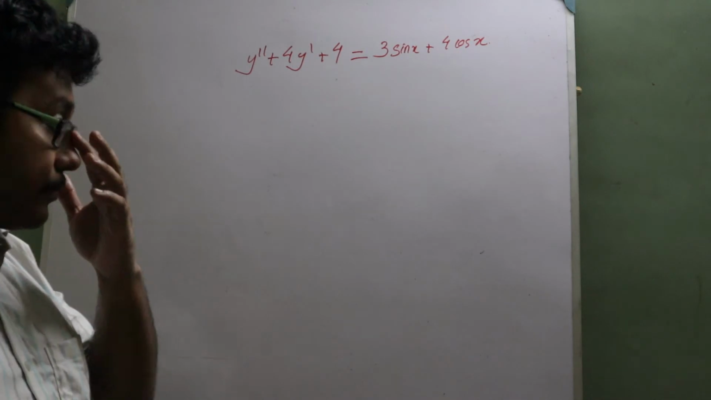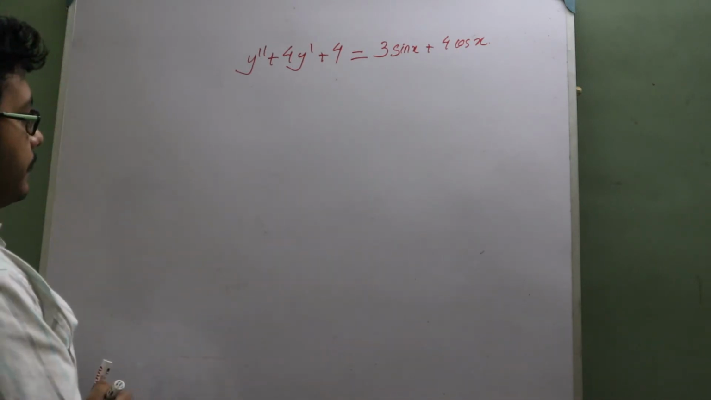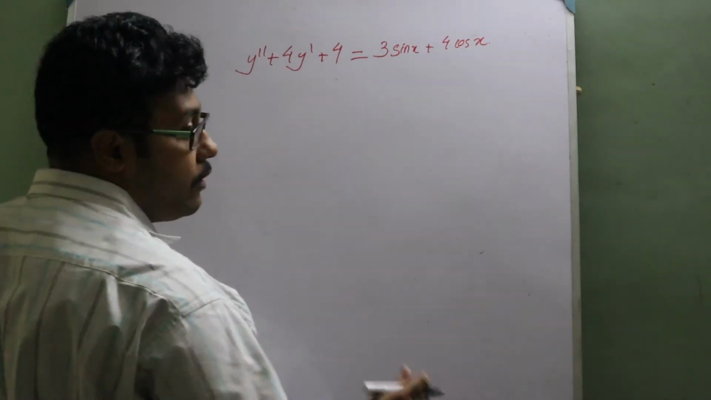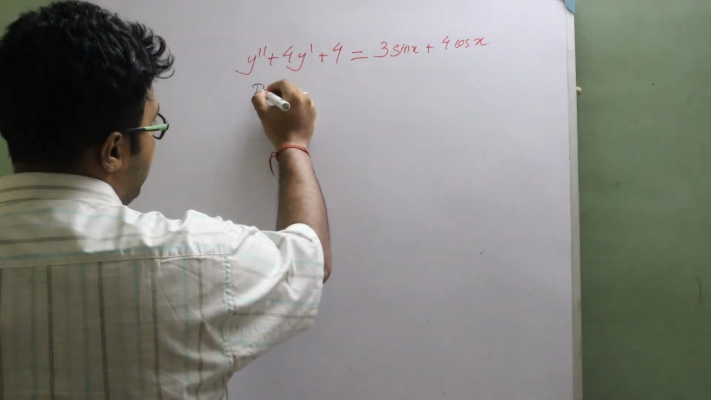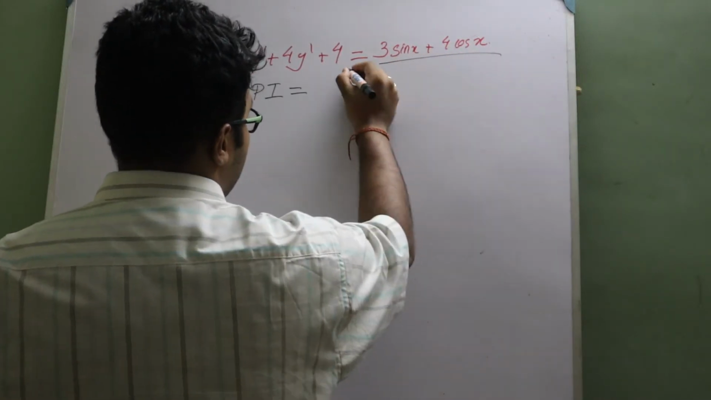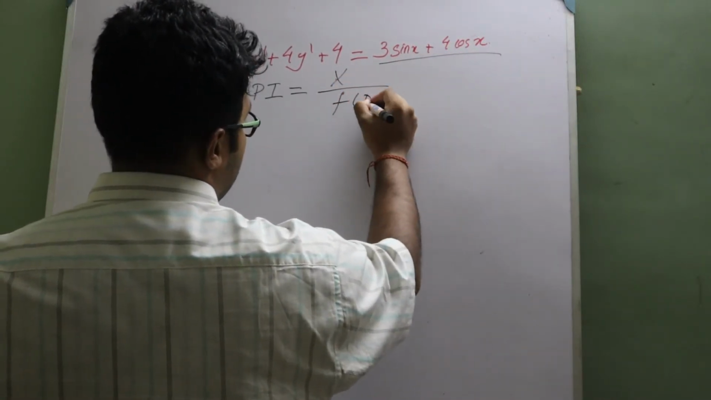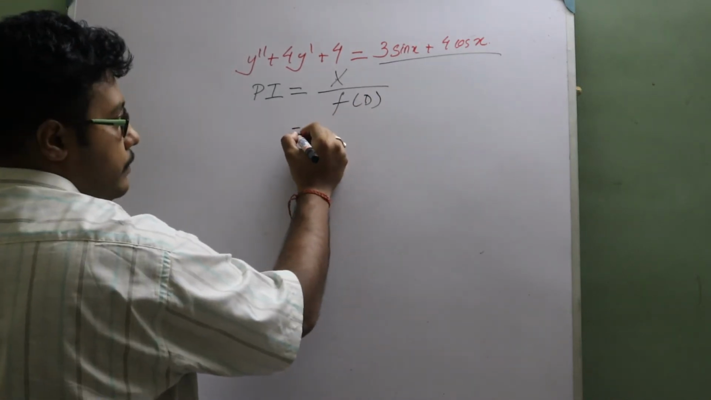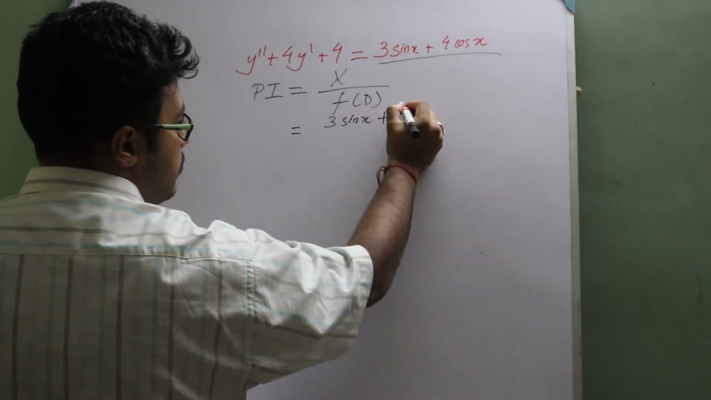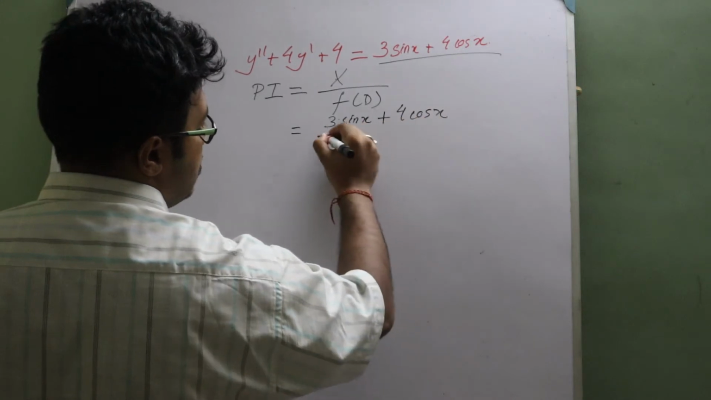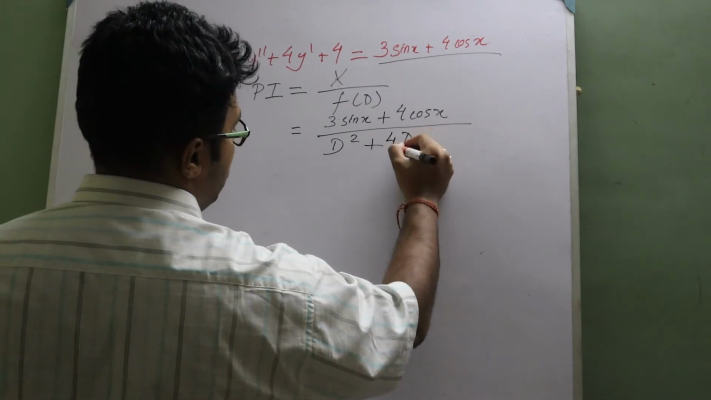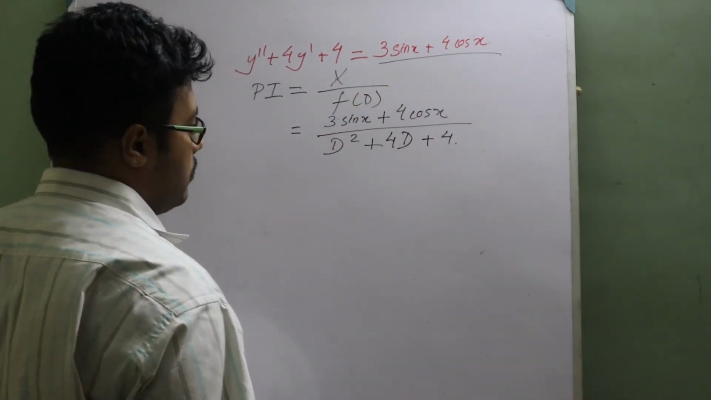Now this is the case. What we need to do? I am not showing you the CF in this case. I am directly going to the PI portion. In the case of PI, this is the x part. So x by f of D, which is equal to 3 sin x plus 4 cos x by D square plus 4D plus 4.